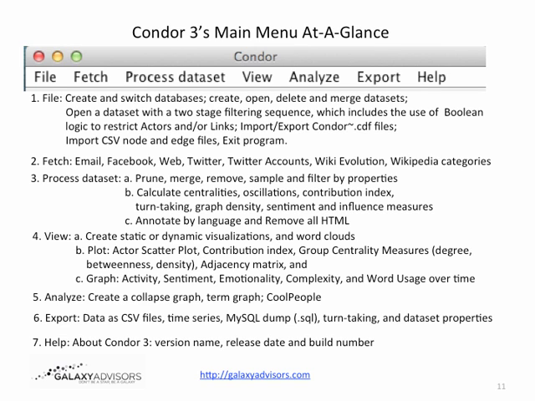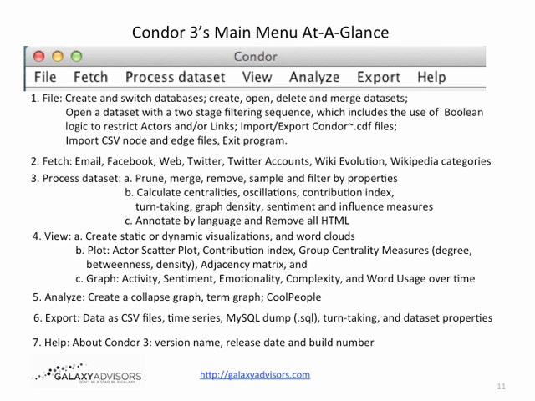Second, Fetch. Fetch is where you can fetch your email, Facebook, web, Twitter accounts, Wiki Evolution, and Wikipedia categories. So Fetch is, well, how do I get stuff in? You use the Fetch menu to say, let's go fetch my data. It's a very powerful way to fetch, with a lot of sophistication to filter and subset what you're specifically fetching.